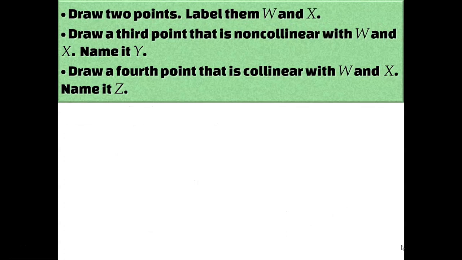I want you to draw 2 points. Now if you don't have paper and pencil handy, that's fine, just do it in your mind. But go ahead and draw 2 points. And then you're supposed to label them with names. I'm going to call one of those points W and the other point X.